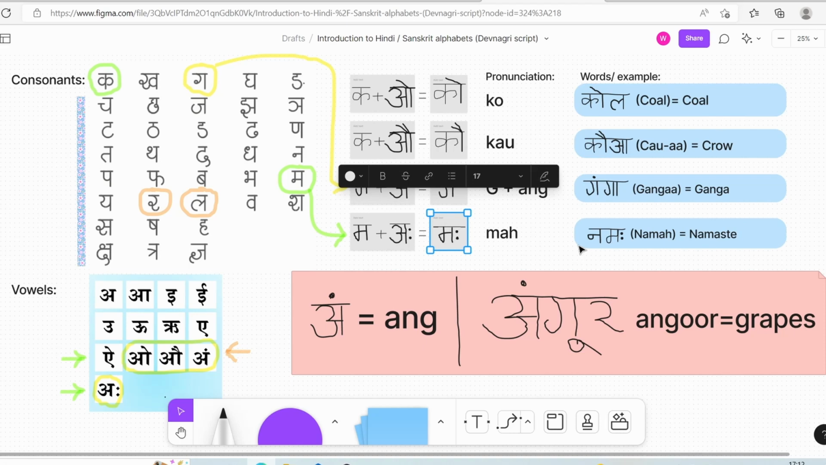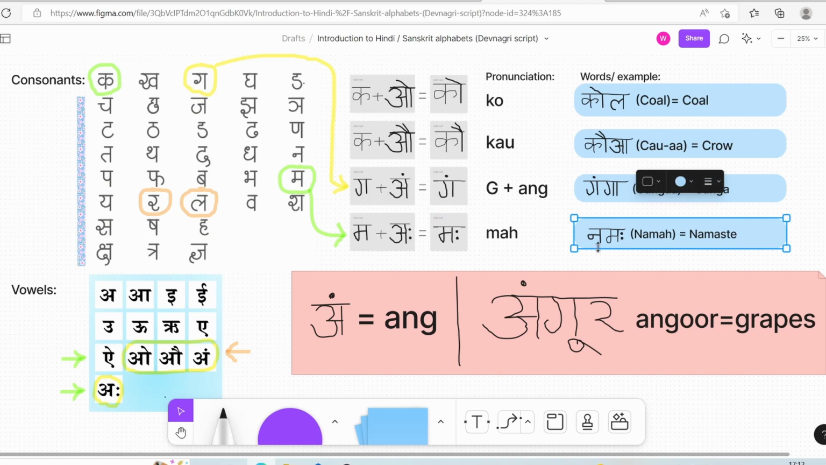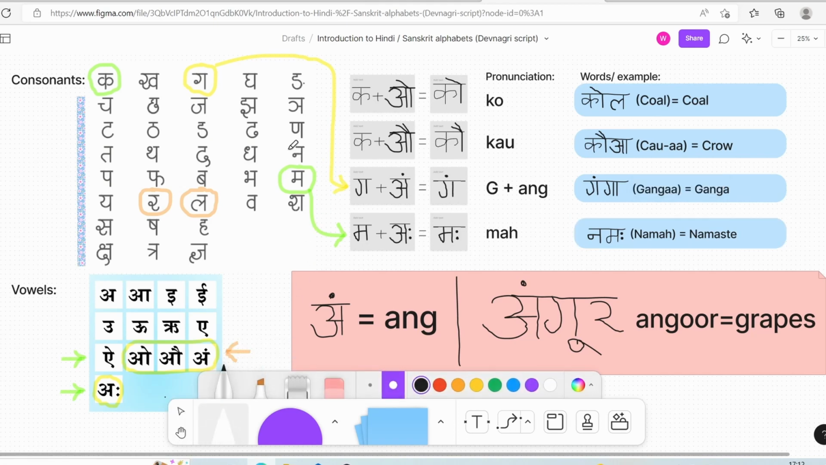An example of a word formed with this is namah. This is what na looks like, and along with that I am using ma. Na ma ah namah, and it means namaste.